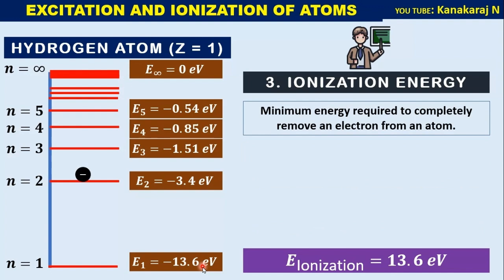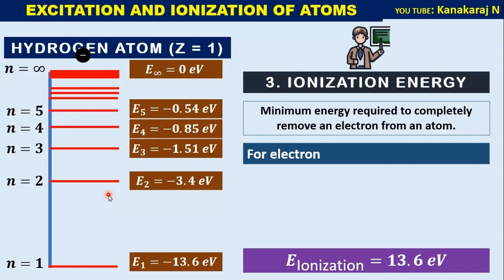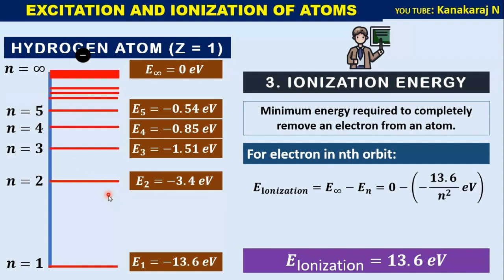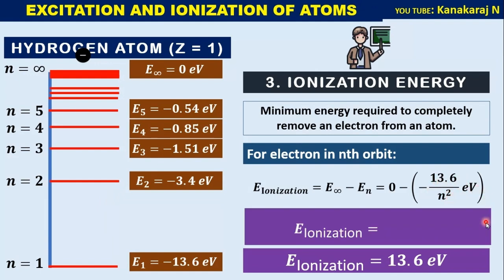Now, if it is in the second state, we have to supply plus 3.4 electron volt of energy so that the electron in the second state escapes to the infinite state. Similarly for E3, E4, E5. For an electron in the nth orbit, E ionization will be equal to E infinity minus En. That's equal to 0 minus minus 13.6 divided by n square electron volt. So, E ionization will be equal to 13.6 divided by n square electron volt.